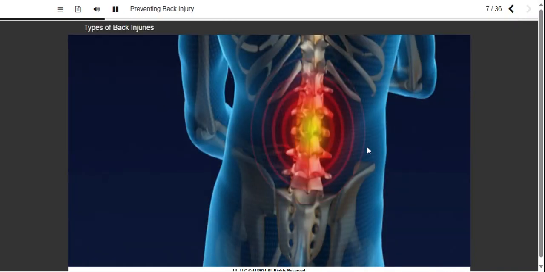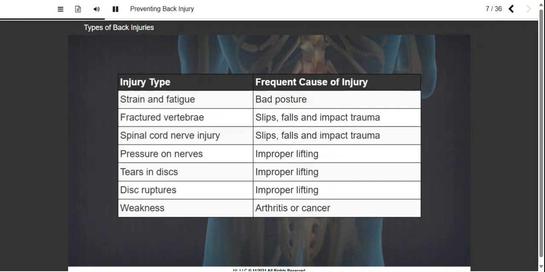An injury to the back is usually a muscle injury and is very painful. The most common back problems are strain and fatigue, often caused by bad posture. More serious injuries to the back include fractured vertebrae or an injury to the spinal cord nerves. Such injuries are often caused by slips, falls, and impact trauma. Improper lifting can also cause damage, such as pressure on the nerves of the spine or a tear in a disc, leading to disc ruptures, and diseases like arthritis and cancer can also weaken the back.